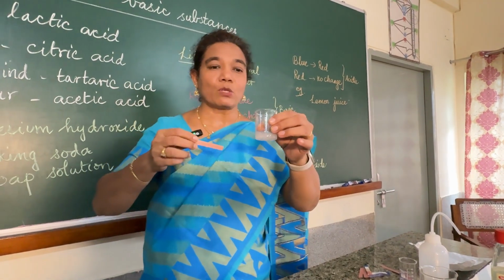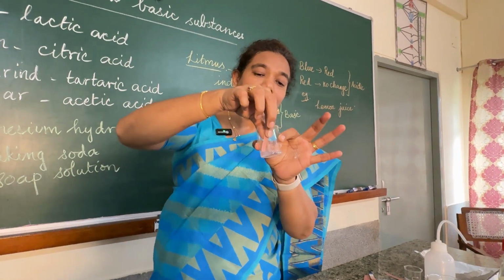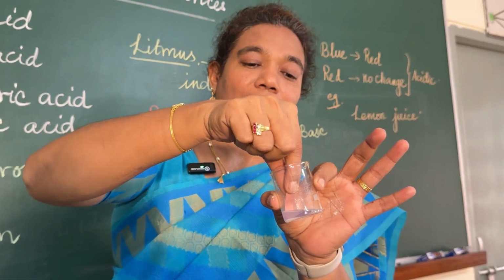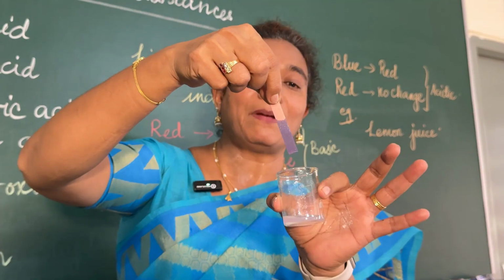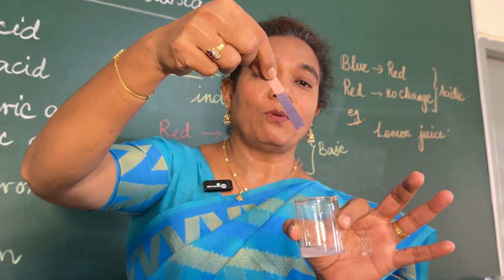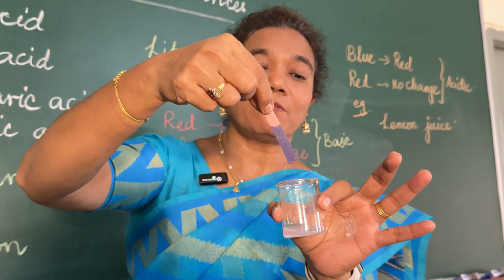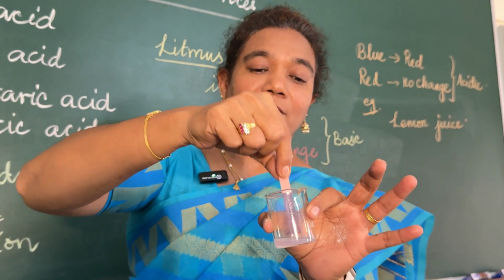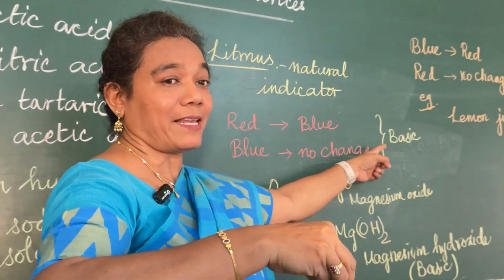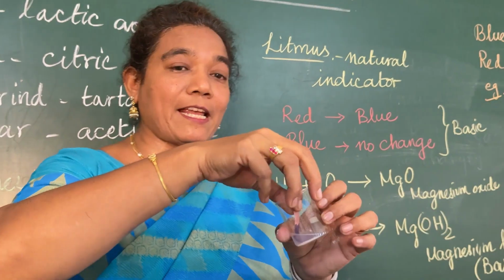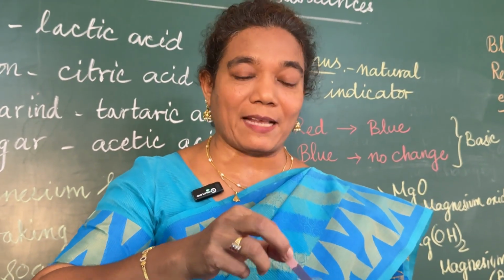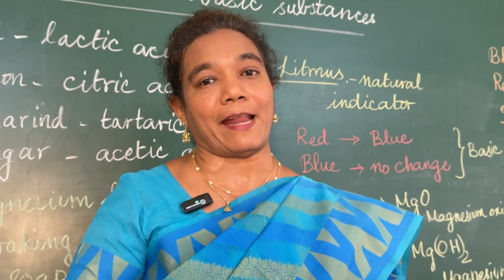Now in the same baking soda solution, we are dipping the red litmus paper. See the color change now. The color of the red litmus changed into blue color. Can you see clearly? So blue color. So from this we can confirm that this solution is basic in nature. So red litmus changed into blue color. So baking soda is basic in nature.